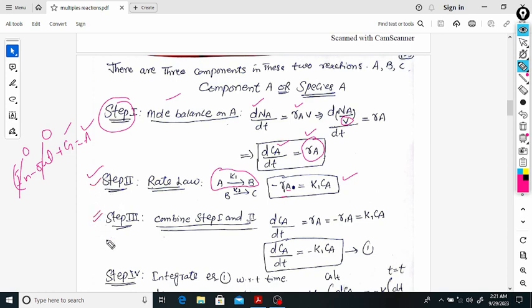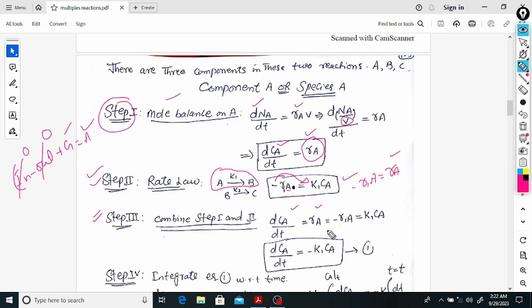Now go to step number 3. Here we combine steps 1 and 2. You can see the change in concentration of A with the passage of time inside the reactor is equal to RA, so dCA/dt is equal to RA. Now we know that the consumption of component A inside the reactor is minus R1A, and minus R1A is equal to K1CA. But here you can see this is plus RA. So this minus sign will go to this side, and it will be equal to minus R1A, and it is nothing but RA.